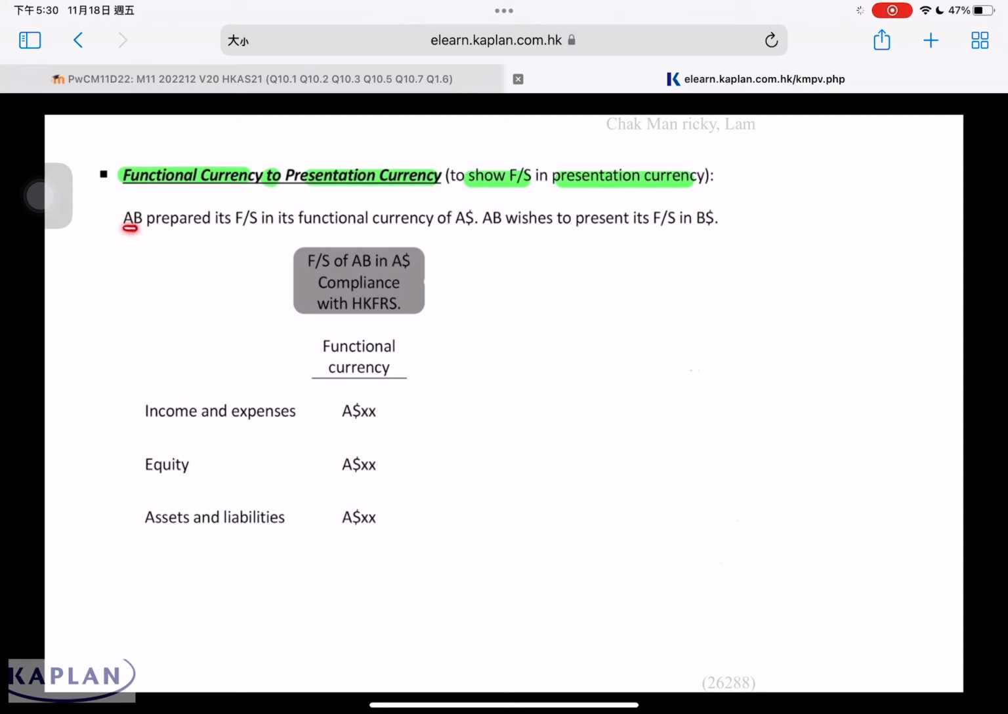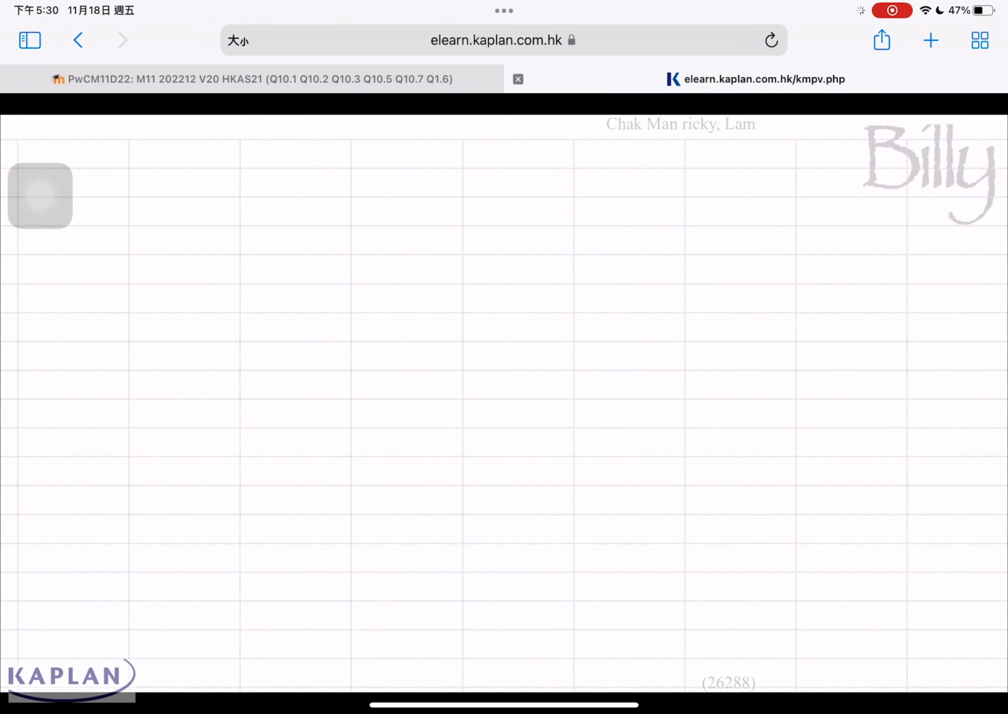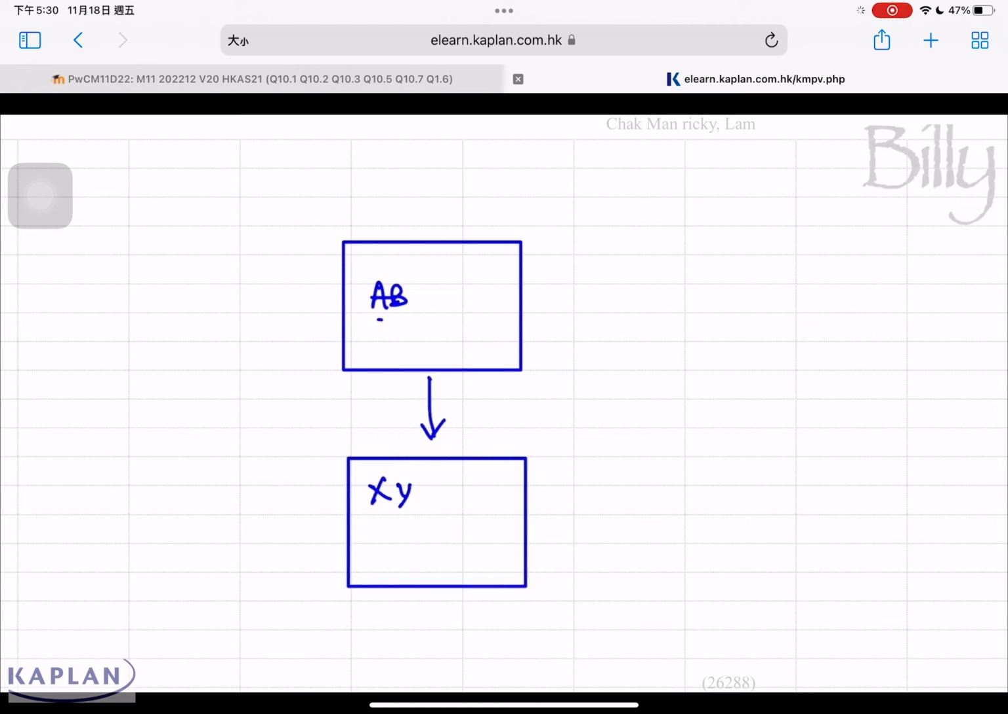Take for example, AB prepares financial statements in functional currency of A dollar. The financial statements of AB in A dollar are compliant with AS 21. Now you want to present in B dollar, translating the financial statements because you want to show them in another currency, from functional currency to presentation currency. This is very common in practice. For example, AB is the parent company, the investment is XY. This is the parent, this is subsidiary C, 100% owned.